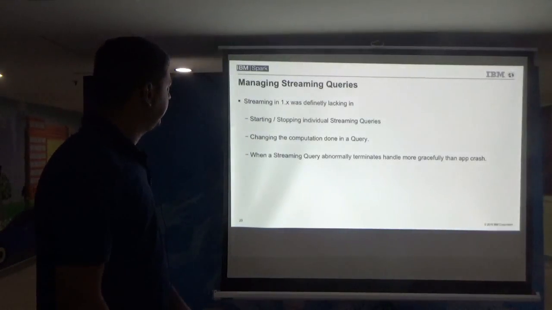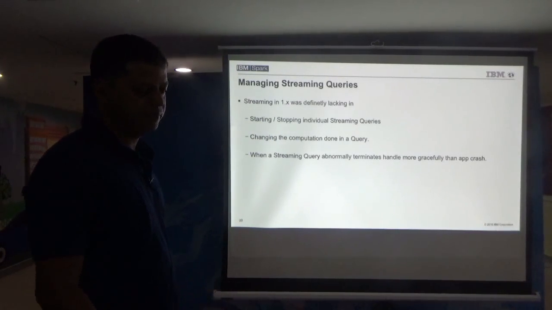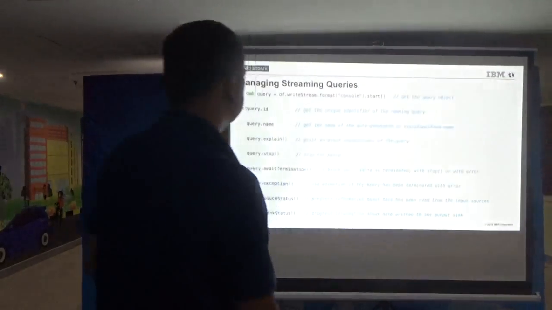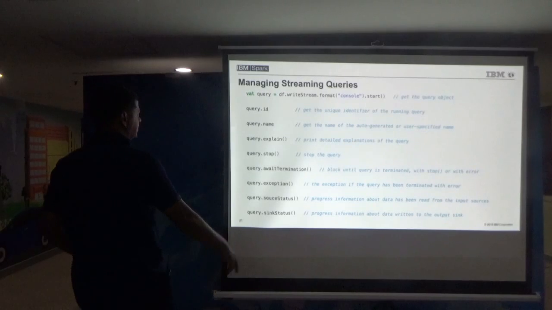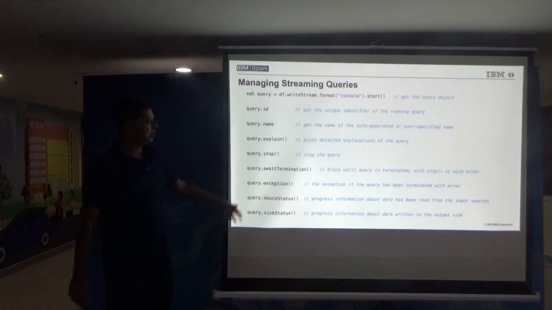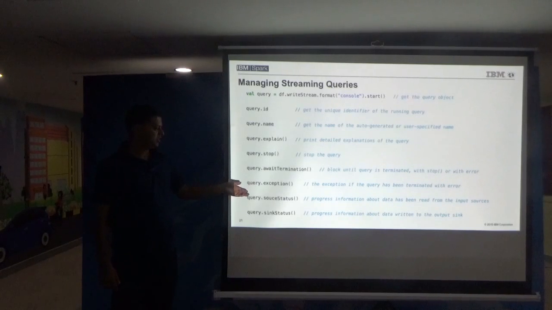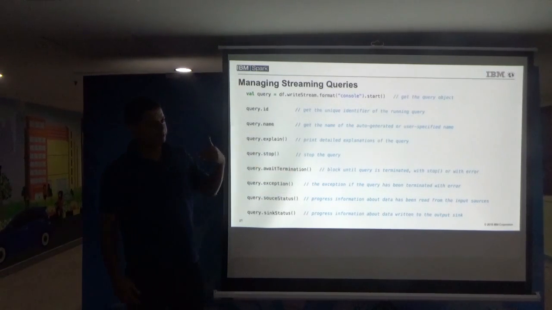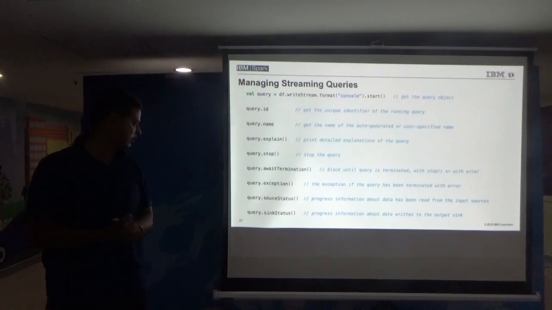This was the last one that I had, which was talking about managing streaming. I talked about all these problems earlier, and now they've come up with an API. Once you do the write stream and start, you get back a query object, and each query object has a name and an ID. You can do an explain, stop. For that particular query, you could say await termination. You can get the exception that happened when that query terminated, stuff like that.